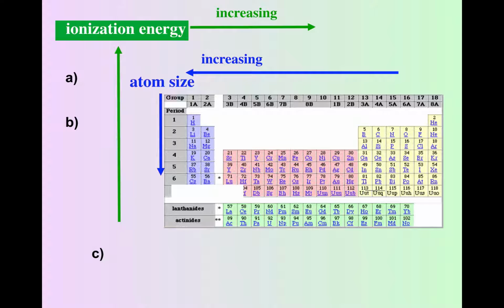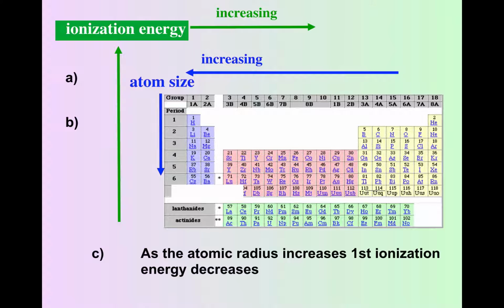If you're looking at atom size, you're going from right to left across the period, and atom size increases as you go down a group. So cesium would be a big puffy atom, and helium would be a really tight small atom. So the trend here is as the radius, the size, increases, the first ionization energy decreases. So big puffy atoms like cesium are easier to take an electron away from than tight little atoms like helium.